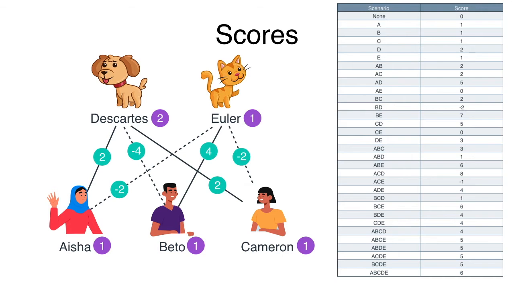So if we do this for all the 32 possible scenarios, we get the following. Feel free to pause the video and check that these are all the scores for the scenarios. So in the left column, we have each scenario. For example, A is for when only Aisha shows up, and the last one, A, B, C, D, E, is for when all of them show up. Now let's look at the more likely scenarios, which are the ones with the highest scores. These are BE for Beto and Euler with a score of 7, and ACD for Aisha, Cameron, and Descartes with a whopping score of 8. And the most unlikely ones, well, there is BD for Beto and Descartes, and there is ACE for Aisha, Cameron, and Euler, the cat, with a score of -2 and -1 respectively.